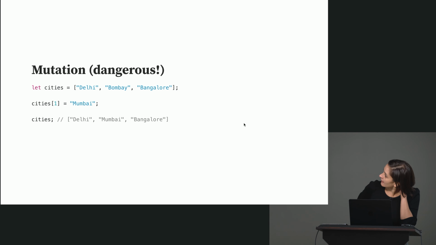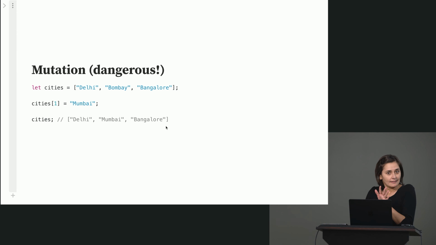So let's take a very simple array as an example. We've got a bunch of cities in an array that are cities in India, and some of those names are super outdated and colonial and we don't like them anymore. For example, Bombay, which is what my dad grew up calling the city, and it was called Bombay when I was a kid, is no longer called Bombay. It is called Mumbai.